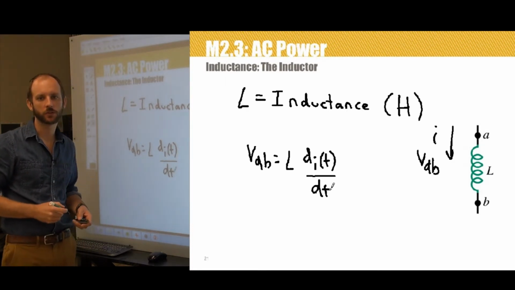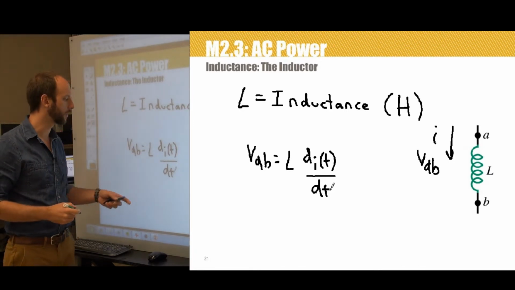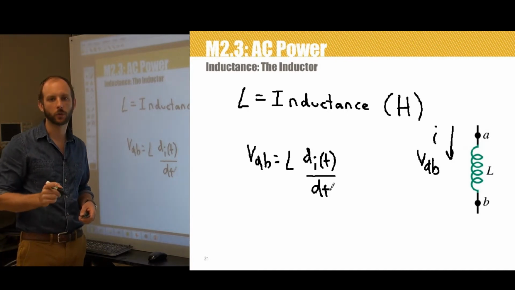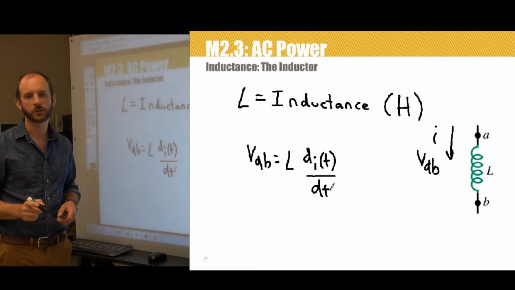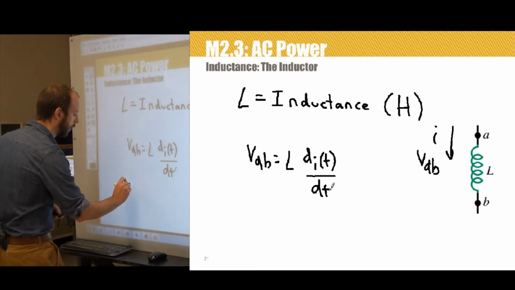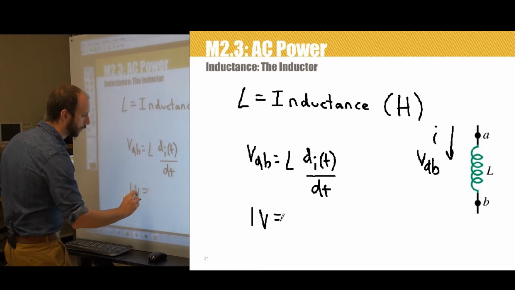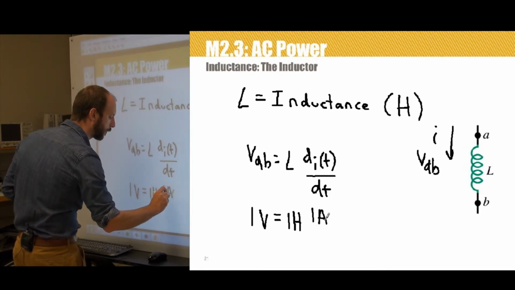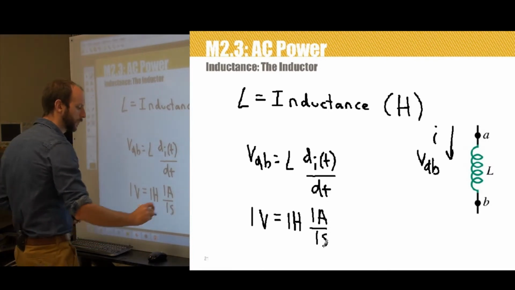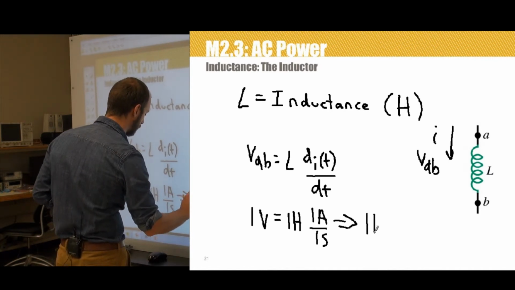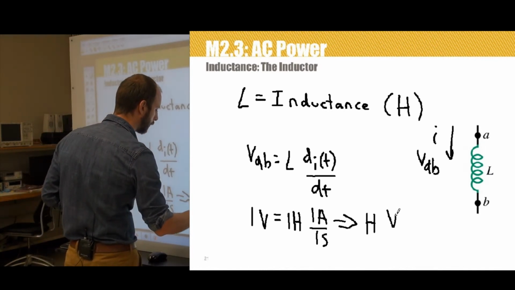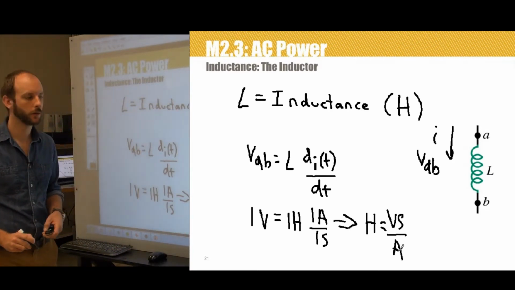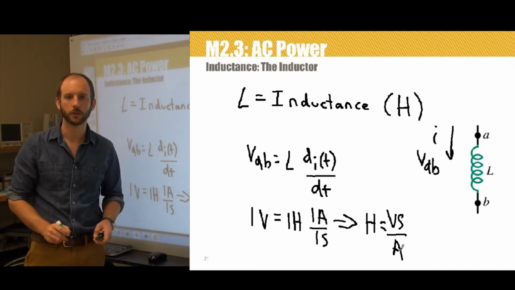In context of this definition, what we say is the inductance of 1 Henry would be defined as the amount of inductance required to induce 1 volt when the current is changing at the rate of 1 amp per second. So we would say 1 volt equals 1 Henry at a rate of 1 amp per 1 second, which tells us that Henries are volt seconds per amp. So here we see that the Henry is a derived unit.